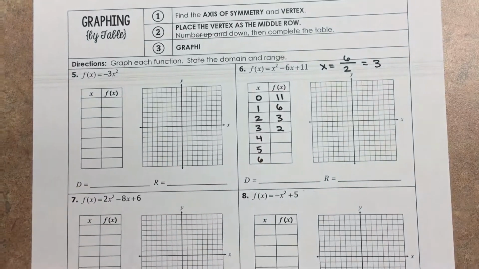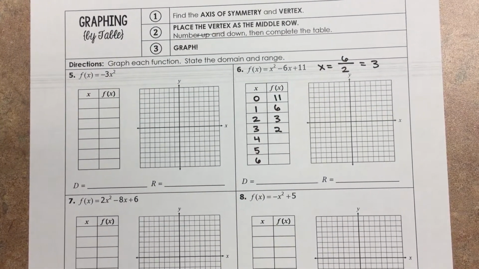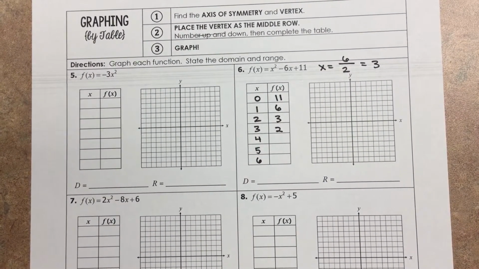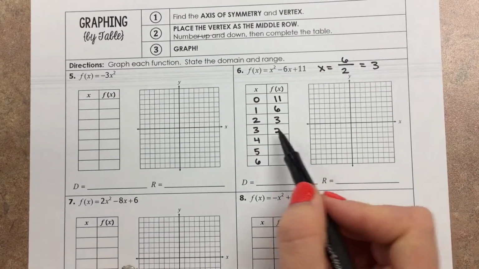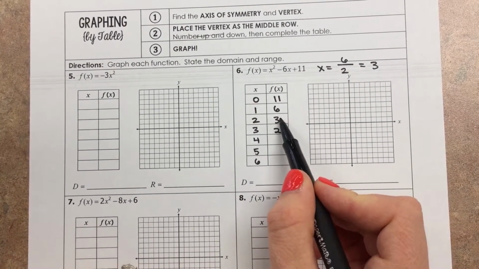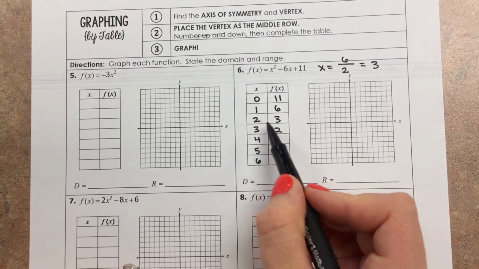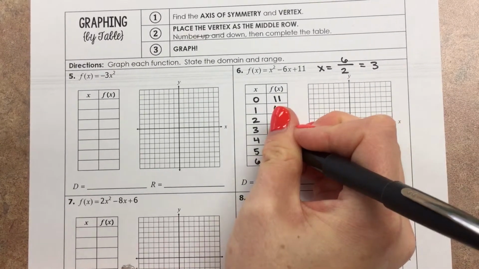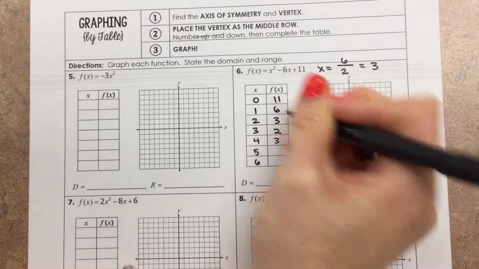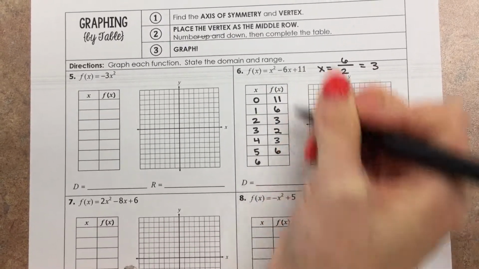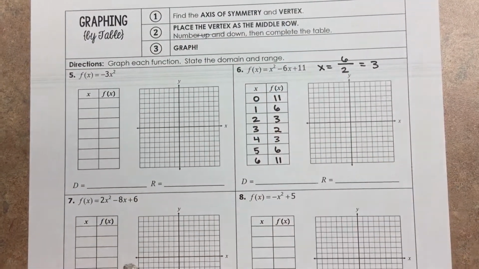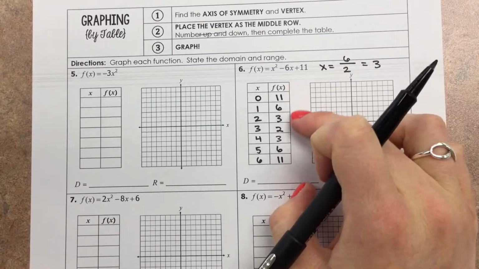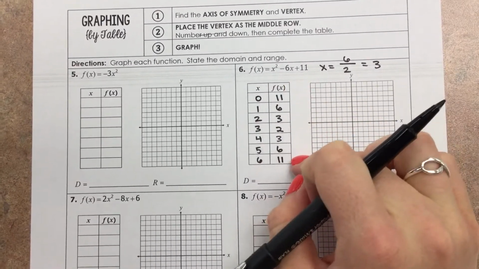Now, here's what I was saying with the symmetry. The symmetry means my graph turns around and it goes back up and it hits the exact same points that it hits on the way down. So if this is 2 and this was 3, the symmetry tells me that this is also going to be 3. And then this is also going to be 6, and this is also going to be 11. So that symmetry means you've got this perfect mirror image on both sides of the vertex.